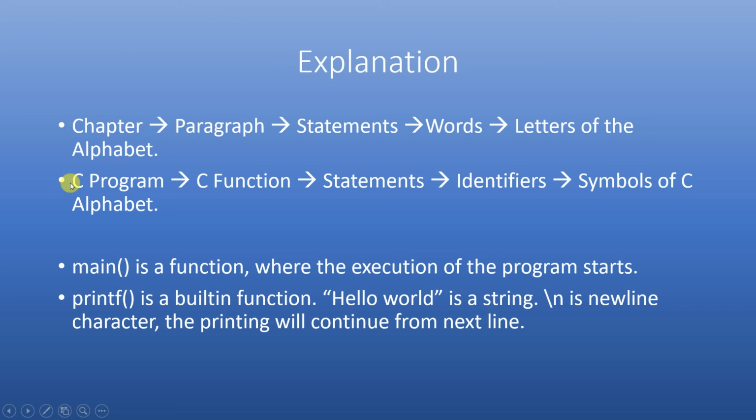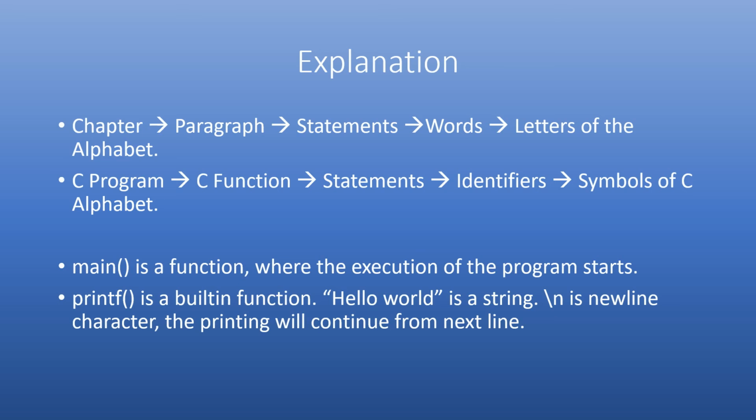So a chapter in a textbook is equivalent to a C program. Just like a chapter will have many paragraphs, a C program will have one or more functions. Main function is a must. Whatever C program you write, main must be there, and it is a user defined function or programmer defined function because we will be writing code inside the main function. And in C language we use the same word, statements. A function will have many statements. In our first program, our main function has got only one statement, that is printf, which prints a message or text on the screen.